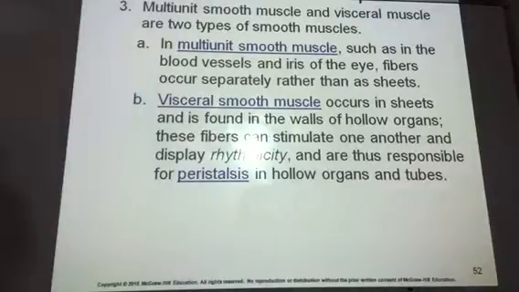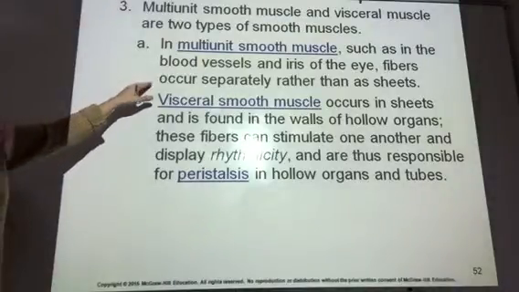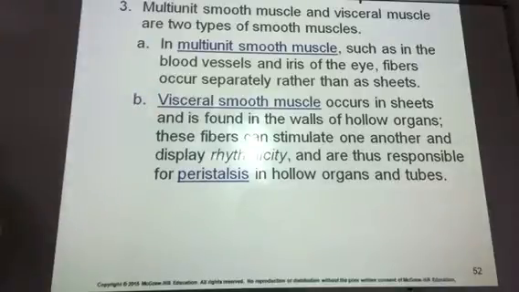So multi-unit smooth muscle and visceral muscle are the two types of smooth muscle. Multi-unit would be examples such as your blood vessels. So these are going to be found in your blood vessels, the iris of the eye, and fibers that are separate. They don't occur in sheets. So with multi-unit smooth muscle, your blood vessels are going to work on their own.